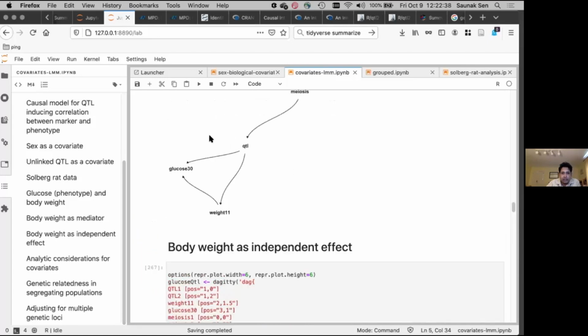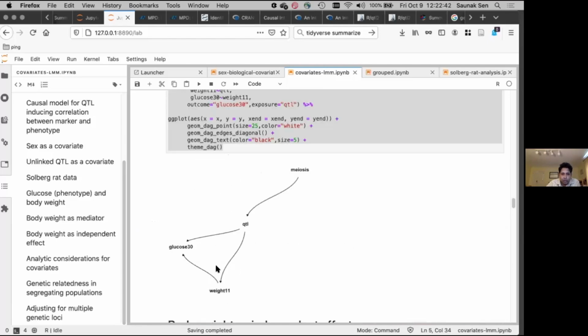So even in this example, if you ignore weight and just search for all associations between possible QTL and glucose, then you are still getting what would be termed the total effect of the QTL on glucose. If you adjust for body weight, then the meaning of the QTL scan is changed a little bit. If it is a mediator, if you adjust for weight, then it is the direct effect of the QTL on glucose that is not through changing body weight. So the meaning of the effect is altered a little bit.